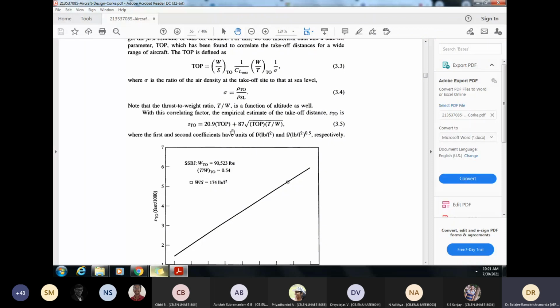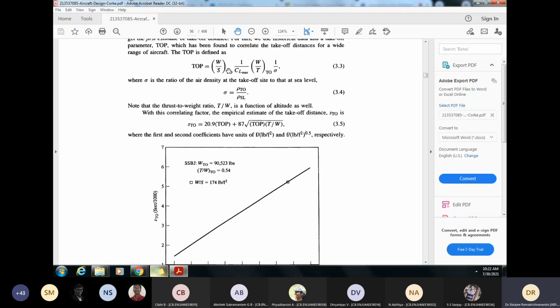If you want to use this, it is telling the coefficients of units, foot per pound per foot square. So to use this, when you evaluate this TOP, this W by S should be in pound per foot square. Remember, when you want to use this formula, we should use W by S in pound per foot square. Finally, when you present, you will do it in newton per meter square. That is one important thing to remember.